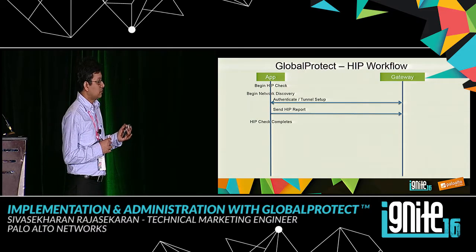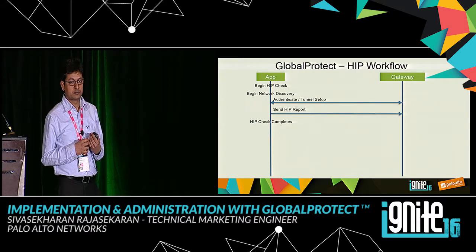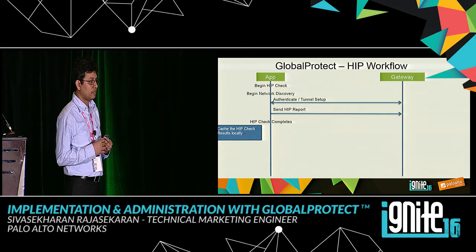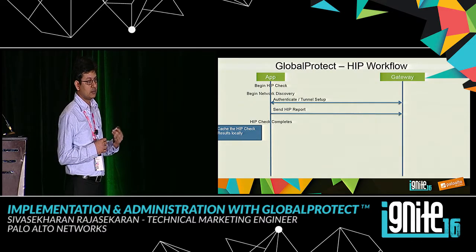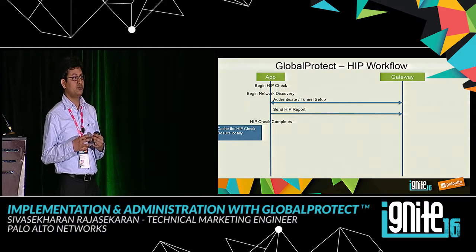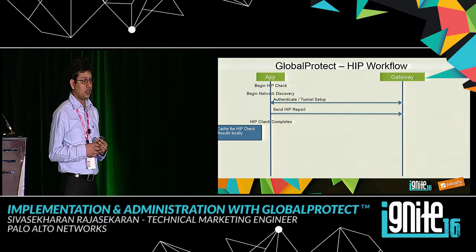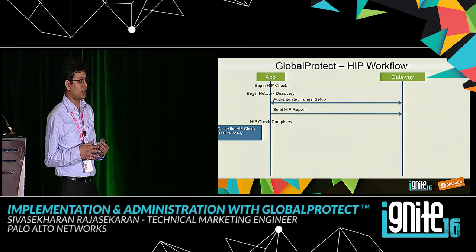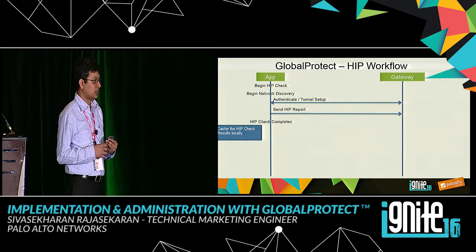And in the meantime, the HIP check would have completed at the endpoint. And what does the agent do after the HIP check completes? It caches it locally so that it can be used for future purposes. And HIP check always happens every 1 hour, meaning if I had done my HIP check at 10 o'clock, the next HIP check would happen at the endpoint at 11 o'clock.